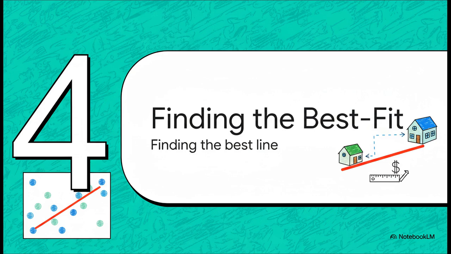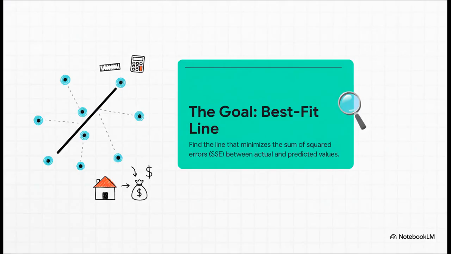Okay, so this brings up a really important question. If you have all these data points scattered on a graph, you could draw an infinite number of lines through them. So how in the world does the computer figure out which one is the single best one? The goal is actually pretty simple. Just make the mistakes as small as possible.